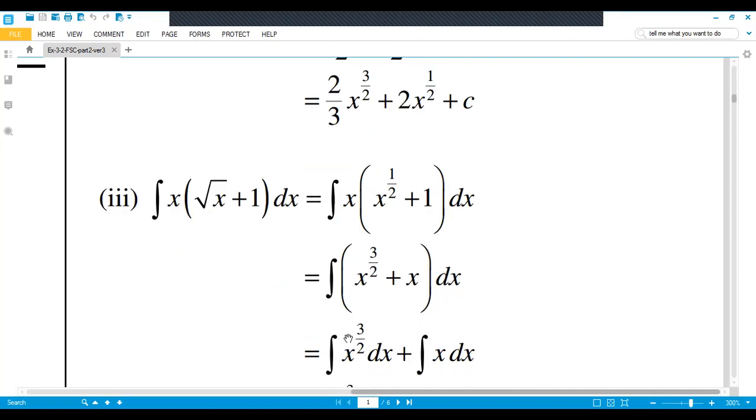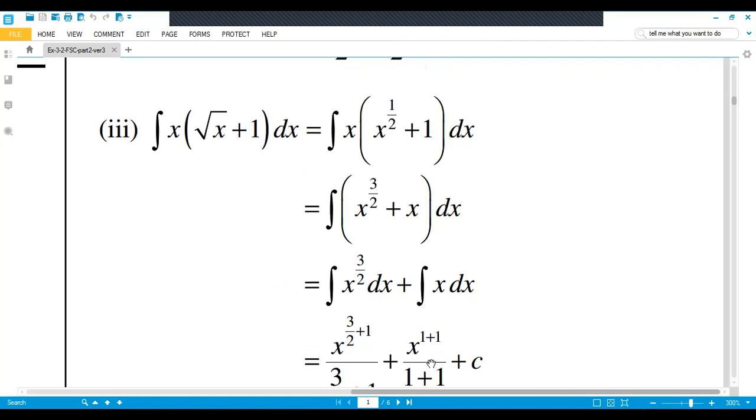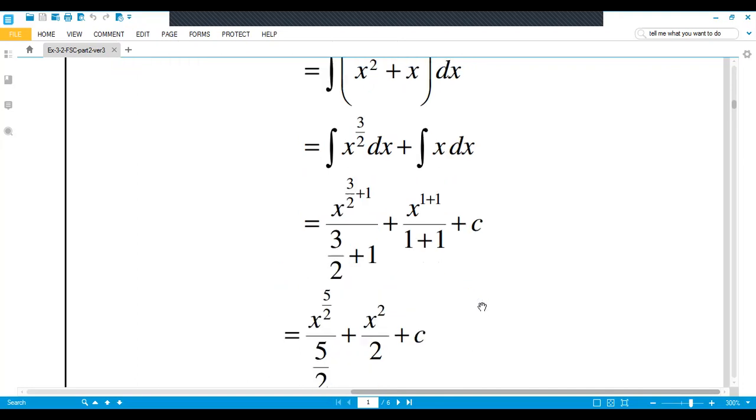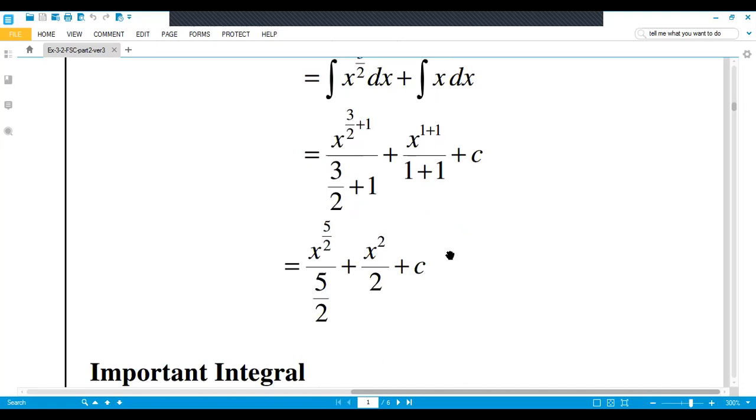Now you take the integration of the first term and the integration of the second term. When you take the integration of the first term, power plus 1 will be added, the same will come in the denominator, and here x power 1, so 1 plus 1 divided by 1 plus 1, and c is the constant of integration. So 3 over 2 plus 1, when you take LCM, you will get 5 over 2, same in the denominator, 5 over 2, and x square over 2 plus c.